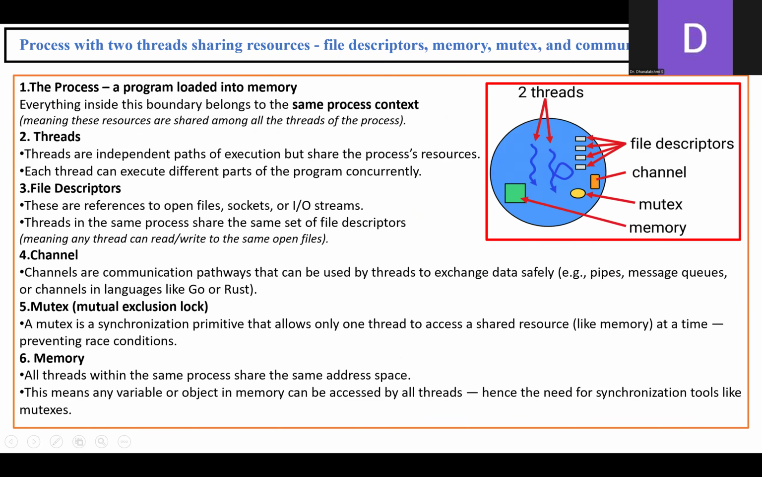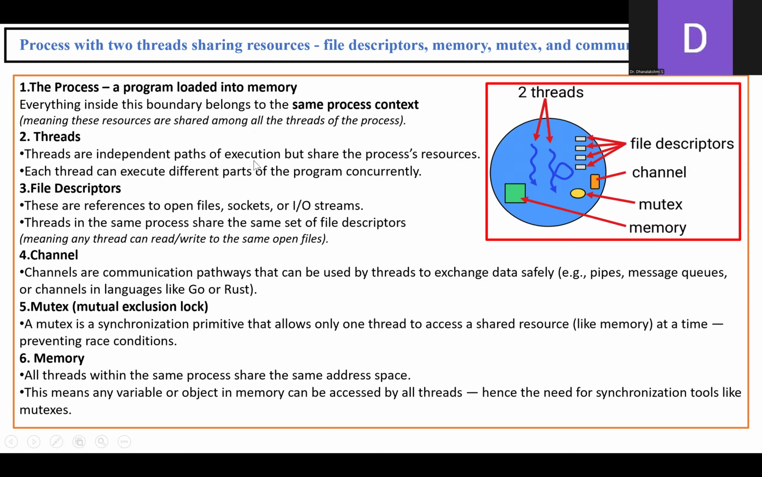I have given a pictorial form here. Let's take the blue color thing: the entire circle is a process, which contains different components, like we could see threads, file descriptors, channel, mutex, and memory. As I said earlier, a process is nothing but a program that's being loaded into memory. Everything inside this boundary belongs to the same process context, meaning these resources are shared among all the threads of the process.